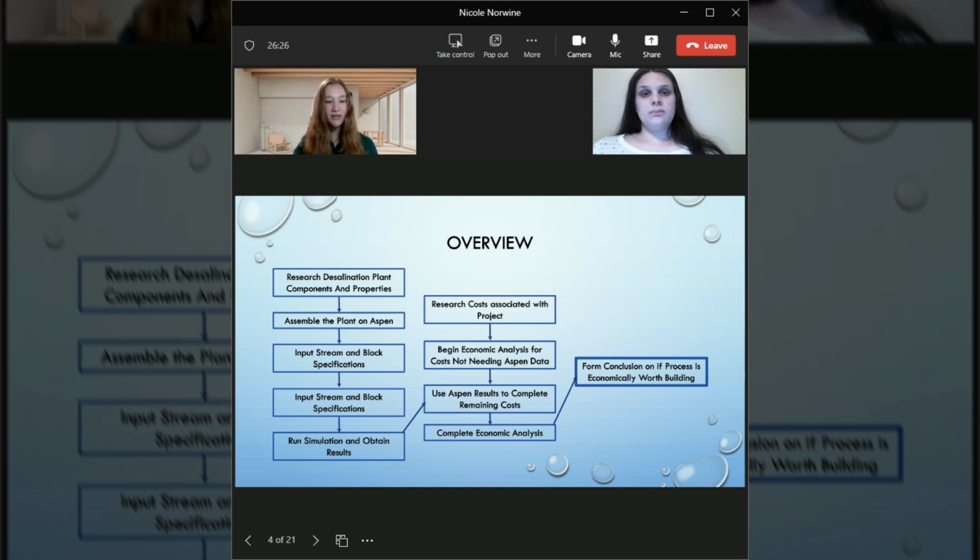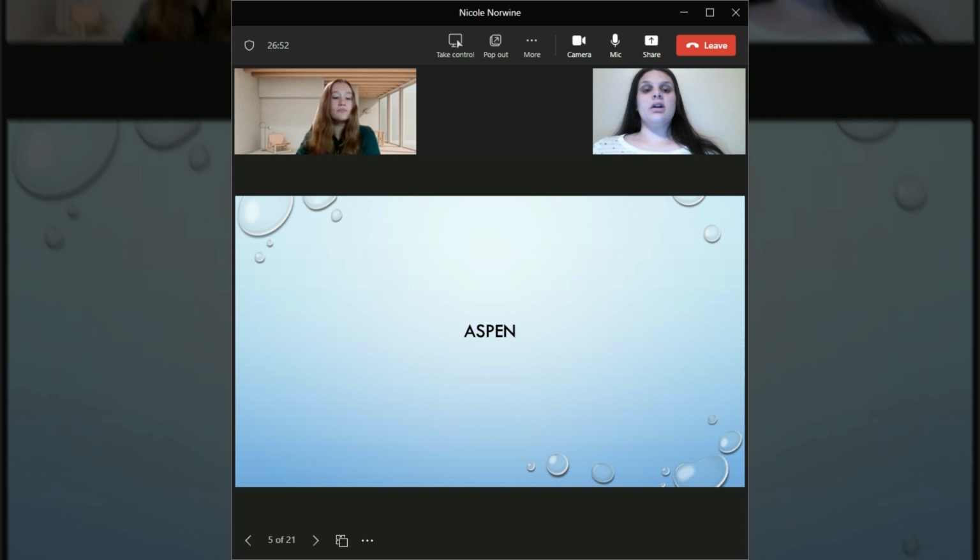We ran the simulation and obtained results, and then we started research for the cost associated with the project to start the economic analysis. We began the economic analysis without using the data retrieved from Aspen. We implemented the Aspen results to complete the remaining costs and then ran the economic analysis, which then let us form a conclusion on if this process is economically feasible and worth building. So I'll begin talking about the Aspen portion of the project.